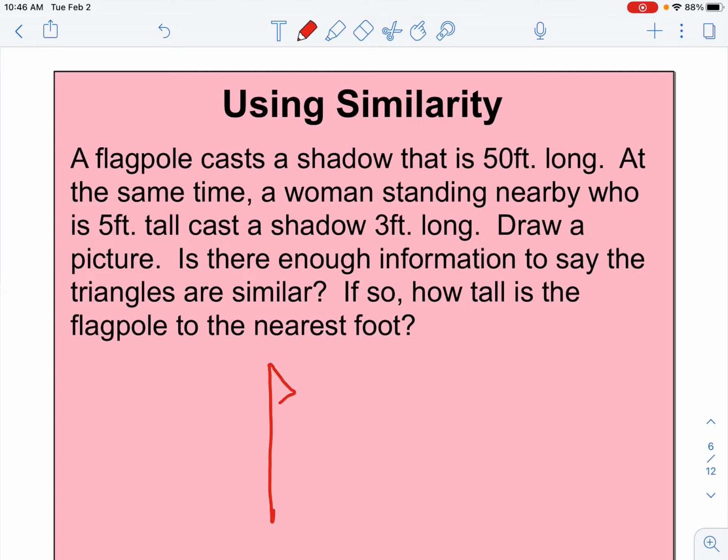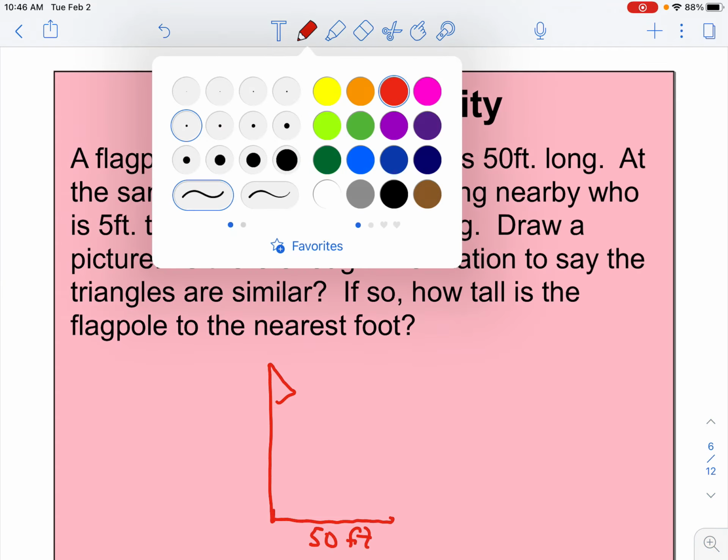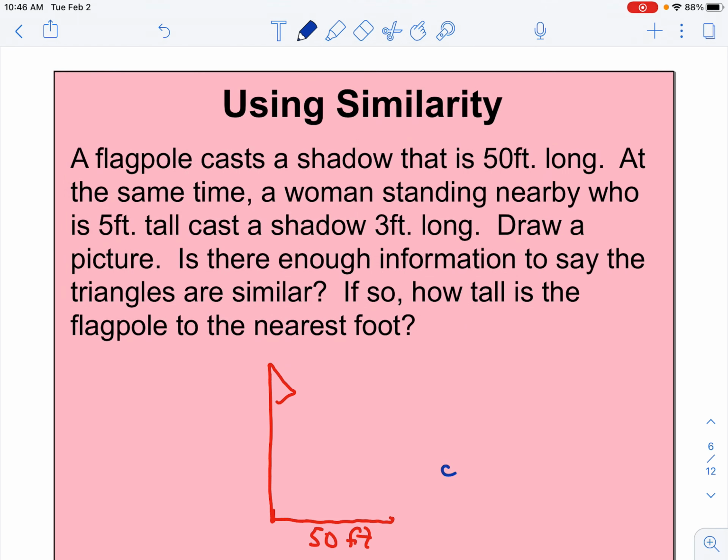So here's my flagpole right here, and it casts a shadow right here that is 50 feet long. At the same time, a woman standing nearby casts a shadow that is 3 feet long. And obviously, maybe these aren't to scale. Her shadow is a little bit smaller, obviously. So draw a picture, and is there enough information to say the triangles are similar?